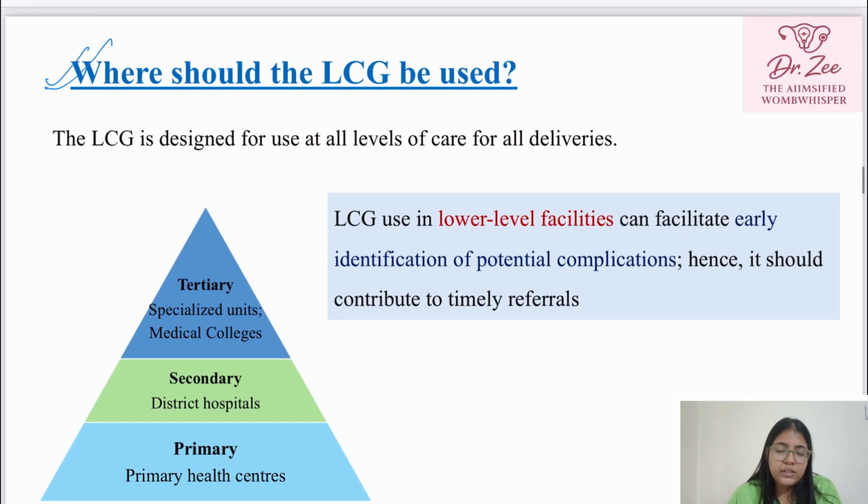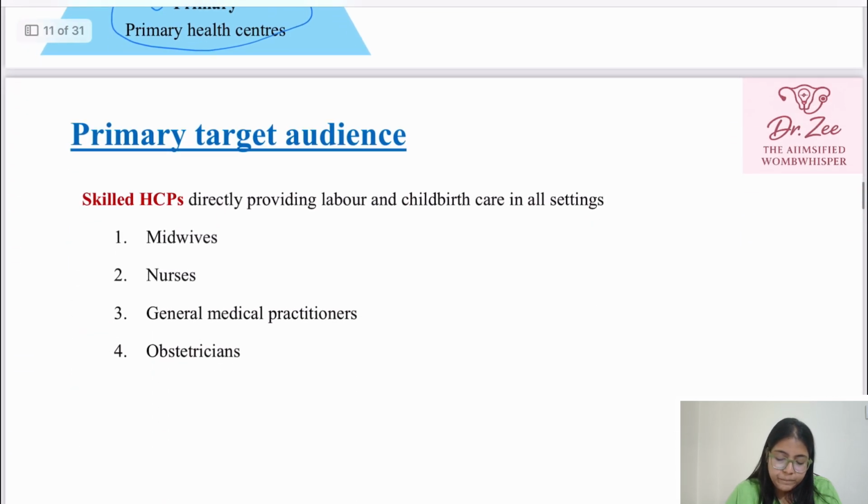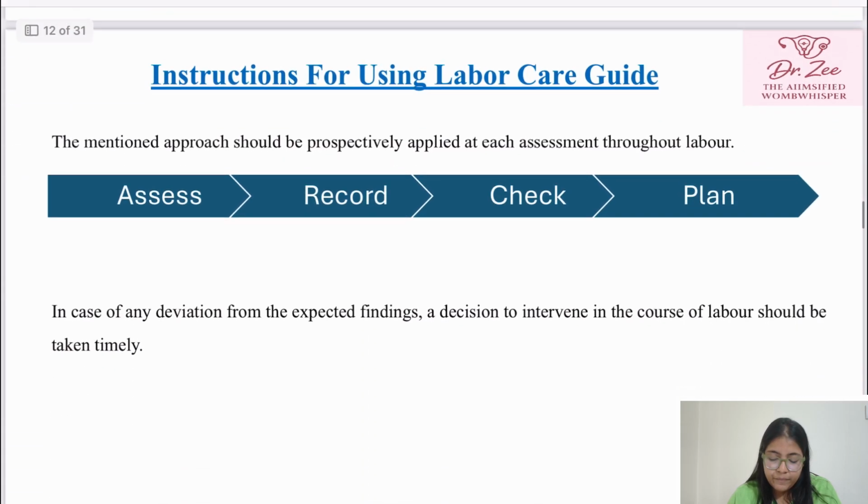And where it should be used? It should be used in all levels of healthcare, be it primary, be it secondary or tertiary care hospital. And in which level is it most beneficial? In primary health centers, because you can early identify the complication and refer the patient timely for prompt management. And who are our target audience? Whoever is involved in managing the laboring patient, be it obstetricians, medical practitioners, nurses, midwives, all of them.